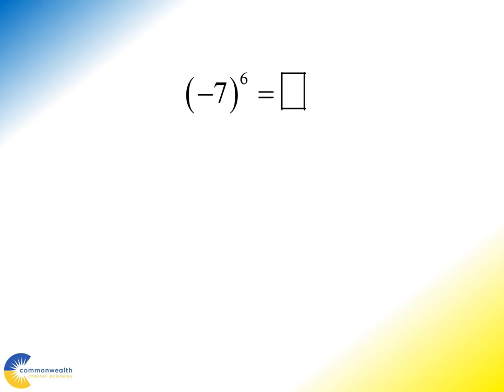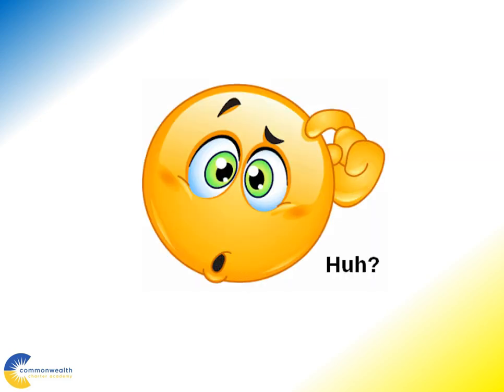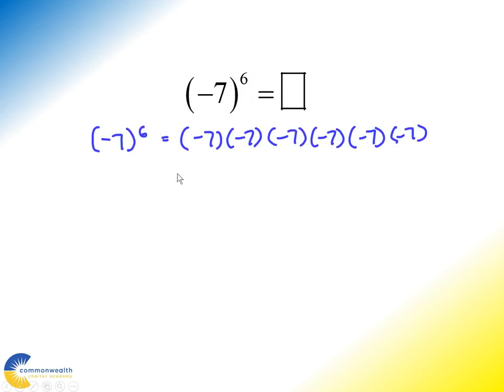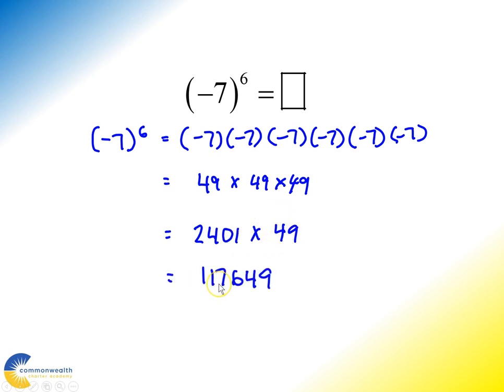So let's give this one more try with this one. Sorry, that was incorrect. Negative 7 raised to the 6th power is the same thing as having negative 7 multiplied by itself 6 times. So there are 6 negative 7s being multiplied here. Each pair of negative 7s is a 49. So I basically have 3 49s being multiplied together. 49 times 49 is 2,401. So 2,401 times 49 becomes 117,649.